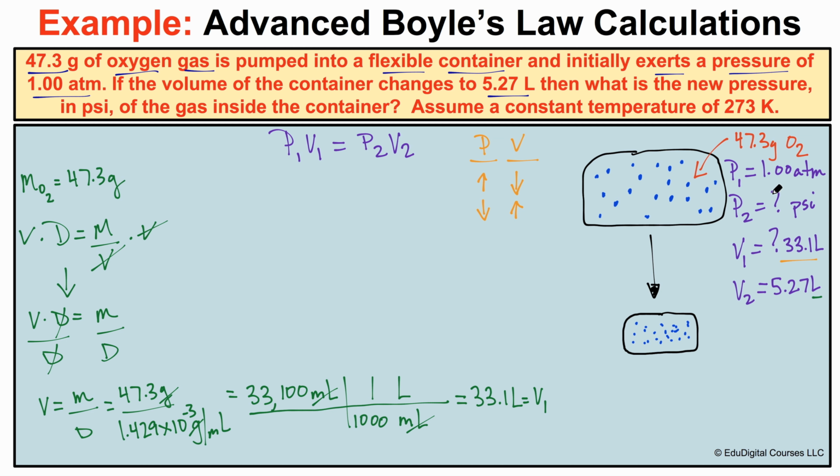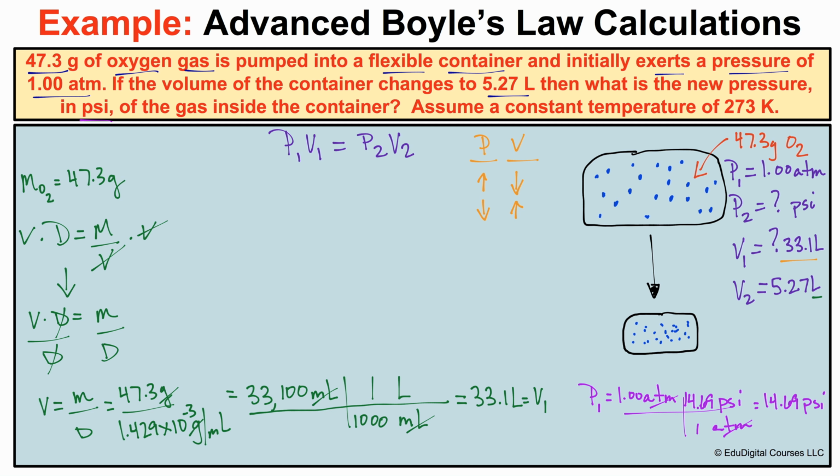But if we take a look here, P1 is in atmospheres, P2 needs to be in psi. So let's go ahead and make that conversion before we plug all this stuff into our calculator and formulas. P1 is equal to 1.00 atmospheres, but the question wants the final pressure in psi. So we need to convert this to psi. We want to cancel out atmospheres and convert to psi. And we know 1 atmosphere is 14.69 psi. This is going to cancel with this unit here, leaving us with psi. And we'll end up with 14.69 psi. So P1 is 14.69 psi.